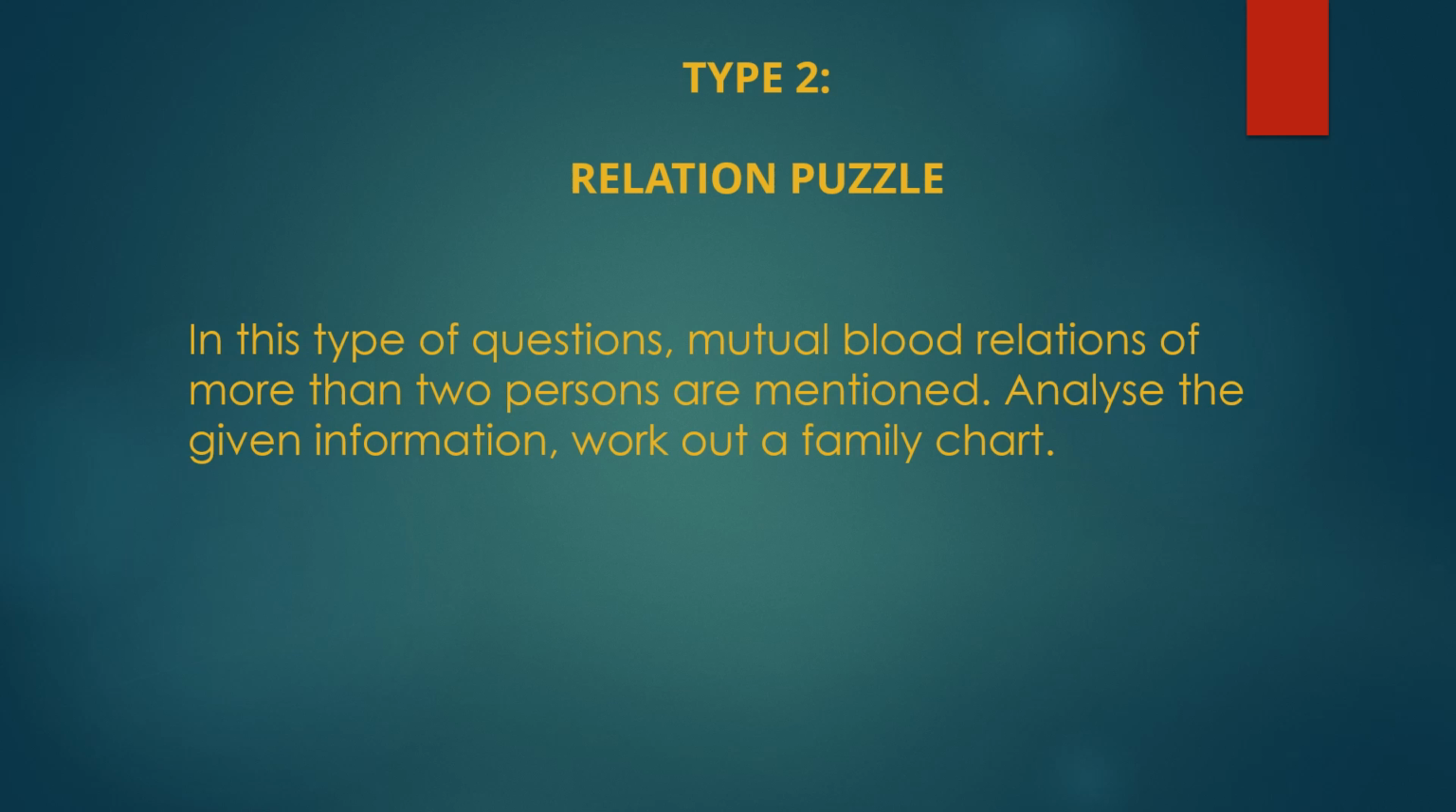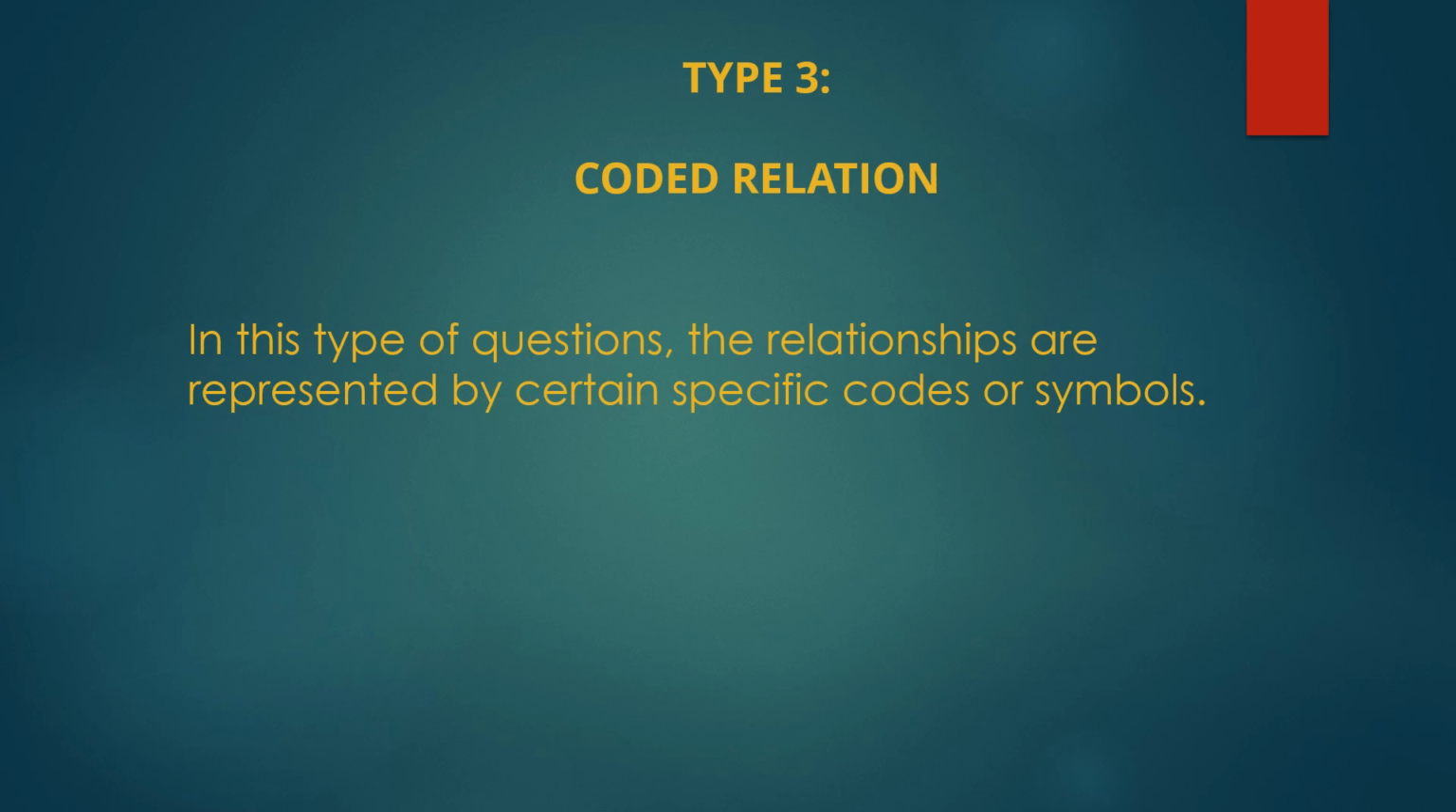Now, the second type is relation puzzle. In this, the mutual blood relations of more than two persons are mentioned. Analyze the given information and work it out on a family chart. We can solve these things. And the third one is coded relation. In this type of question, the relations are represented by certain specific codes or symbols. As we can see, hashtag, asterisk, all these symbols will be given and equated to particular relations. And then a typical code will be given. You have to find out the relation between those particular variables.